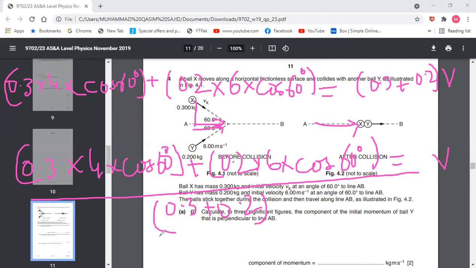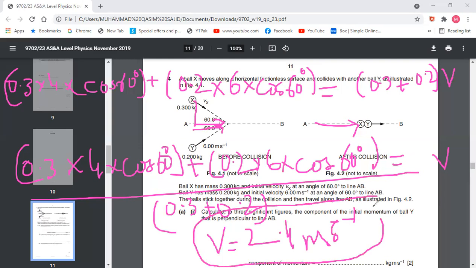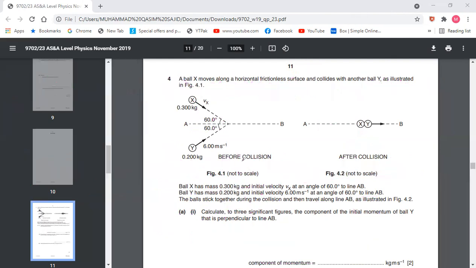Kindly calculate it. 2.4 is coming. So the velocity equals to 2.4 meter per second. So this is the end of this question.